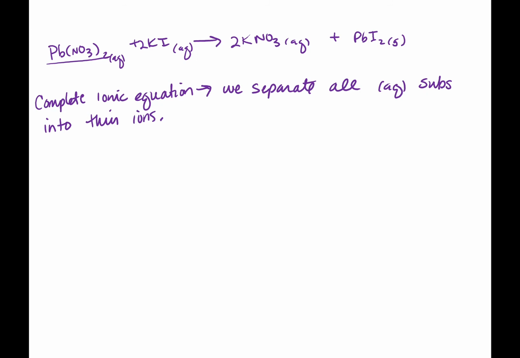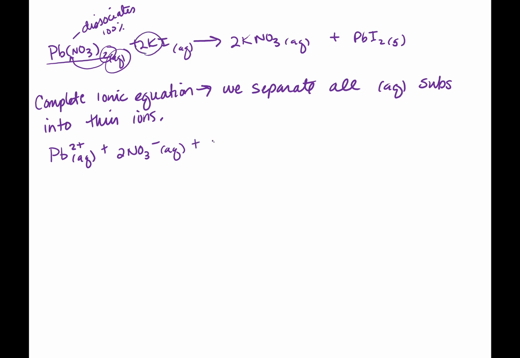So looking at Pb(NO3)2, I have one lead ion. This is aqueous, so I'm going to separate it out. I'm going to say I have one Pb2+, and it's aqueous. So this is dissociating. The NO3, I have two NO3 minuses. How do I know that? Because there's a 2 here, and the 2 comes up and becomes a coefficient for the anion, and that is also aqueous. The next one, I have 2 potassium ions, which are aqueous, plus 2 iodide anions. That is my reactant side. On the product side, I have 2 potassium ions, plus 2 nitrate anions, plus my PbI2.